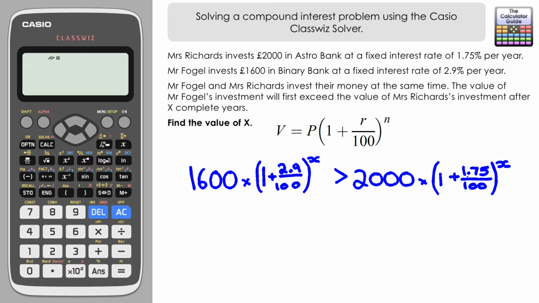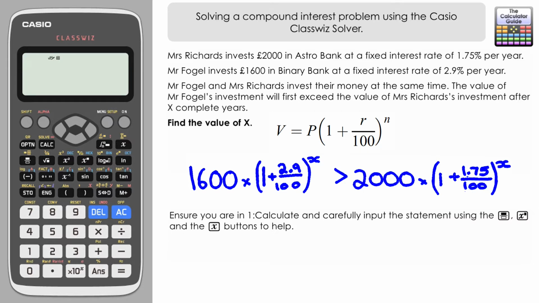And I've introduced a greater than symbol, so we want to know when Mr. Fogel's investment is greater than Mrs. Richards'. Mrs. Richards on the right hand side there, 2,000 times 1 plus 1.75 over 100, and again that's going to be to the power of x. X will be the same for both in this case so that we can solve it. Now what we're going to do is to input this into the Classwiz and use the solver function to establish what that power of x is, and therefore how many complete years we would need for Mr. Fogel's investment to exceed that of Mrs. Richards. So let's carefully input this into the calculator.